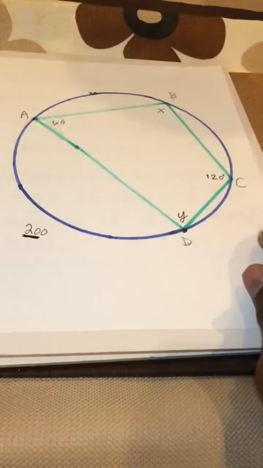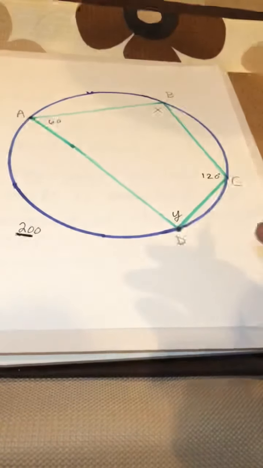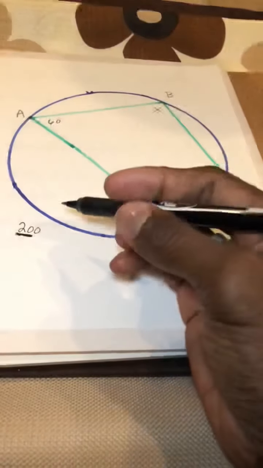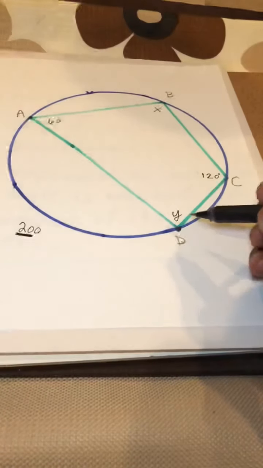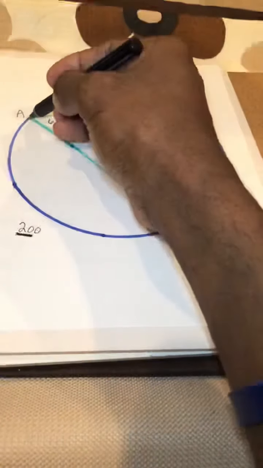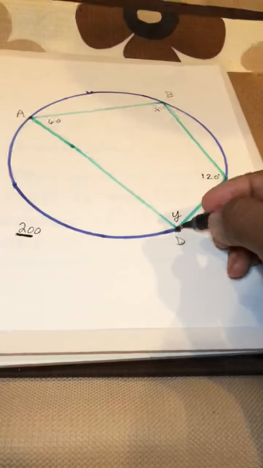Okay? Now, where I would start is by using the number on the outside first, because that's a little more obvious one, right? So we can say, okay, if AD, which is these two points, right?